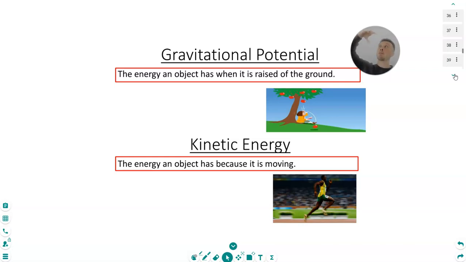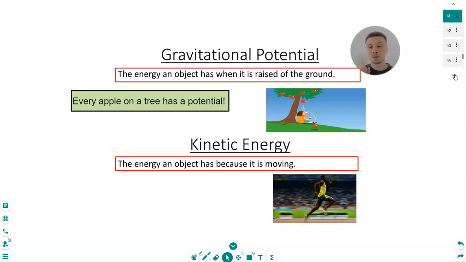So our apple is at the tree. It has this gravitational potential in it. It then starts to fall. This gravitational potential converts into kinetic energy as it begins to move. So next time you're looking at a tree, you can say that apple's got potential.